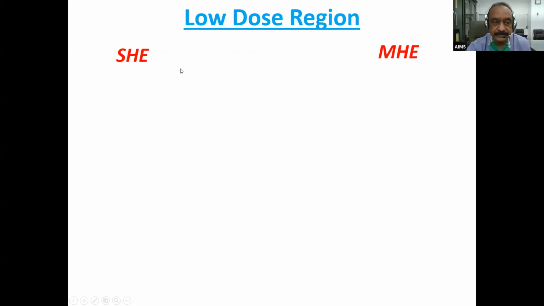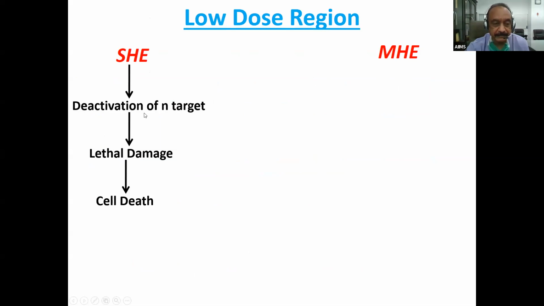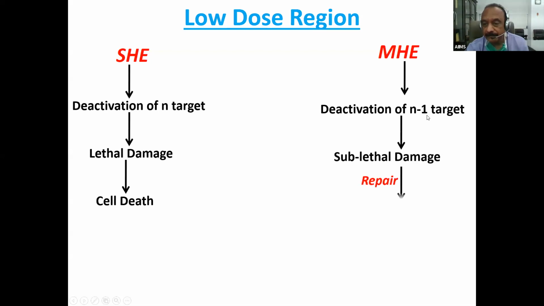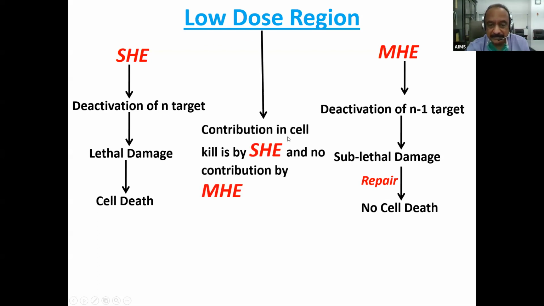So what happens in the low dose region? Two processes take place simultaneously. The single hit event results in deactivation of N targets, which leads to lethal damage, and finally results in cell death. Multiple hit events result in deactivation of N-1 targets, resulting in sublethal damage, and this sublethal damage gets repaired and does not lead to cell death. This means that in the low dose region, the contribution to cell kill is by the single hit event only, and there is no contribution by multiple hit events.